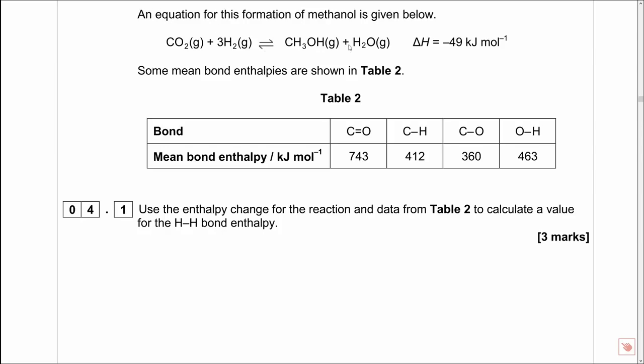Essentially we're using our bond enthalpies, but rather than calculate the enthalpy change, we've got to calculate the bond enthalpy of that particular bond. If we were to write out what we've actually got, I would always say draw out the molecules, just because it makes it a little bit easier. H-H, CH3OH, so we've got methanol. Is that all balanced up? Yeah, and that's going to be minus 49.